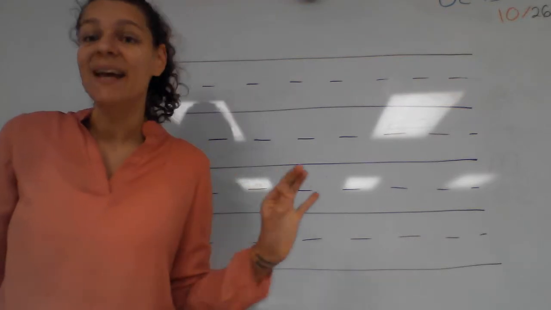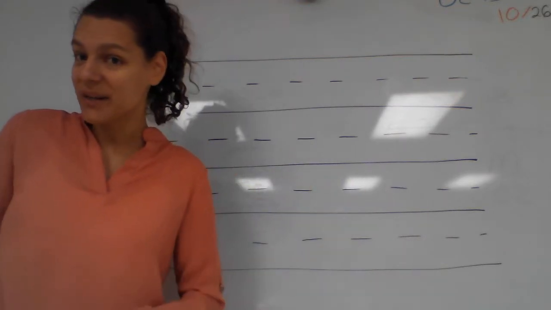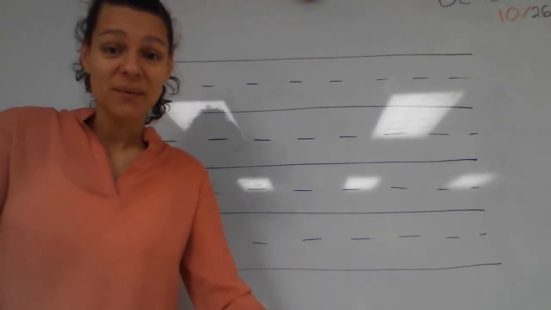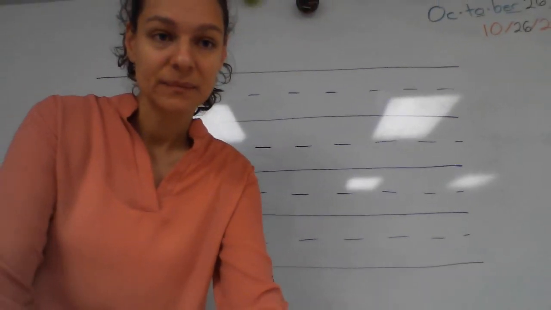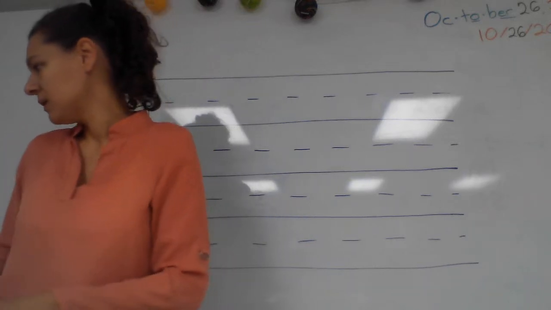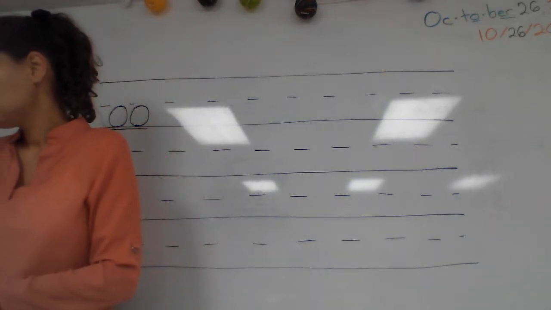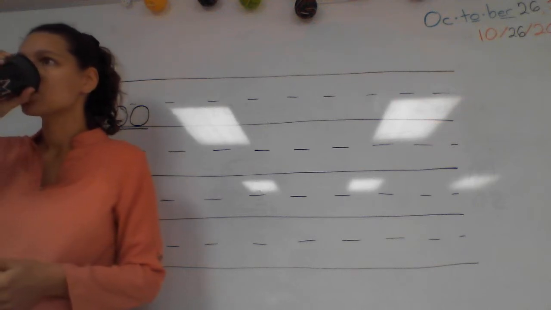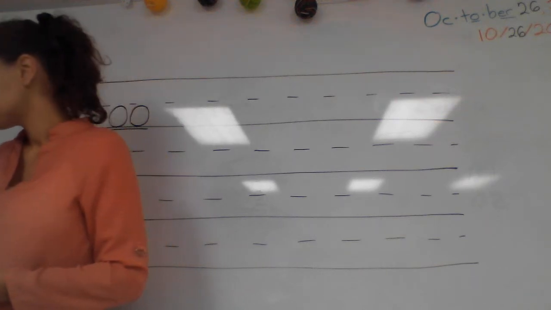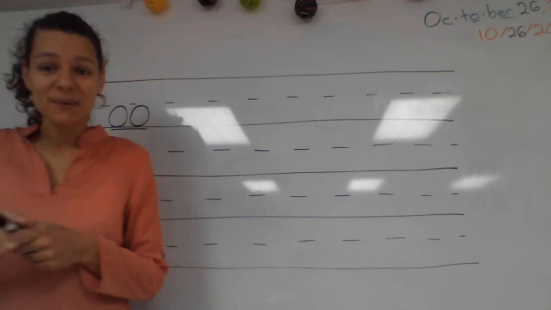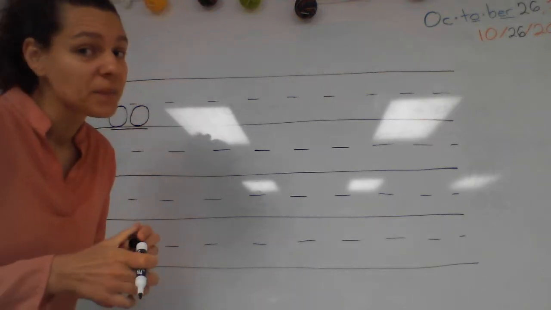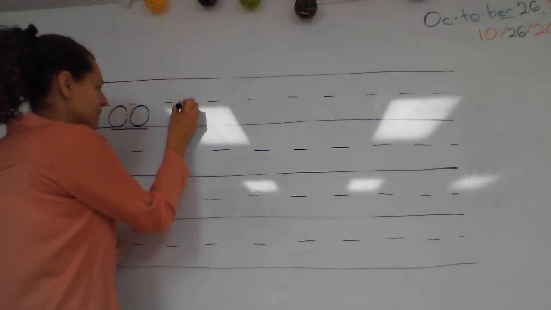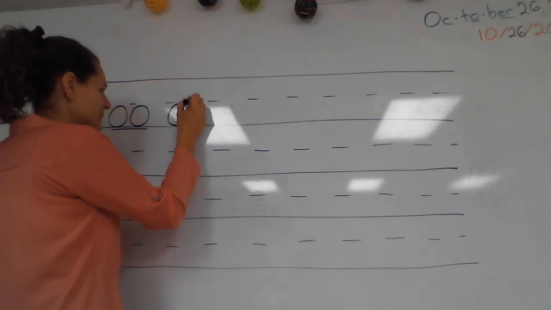All right. Our next one is ow-o. What are you going to write? Good. Ow-o. Say it while you write it. All right, class, what did you just write? Good. Ow-o. This is our ow-o.